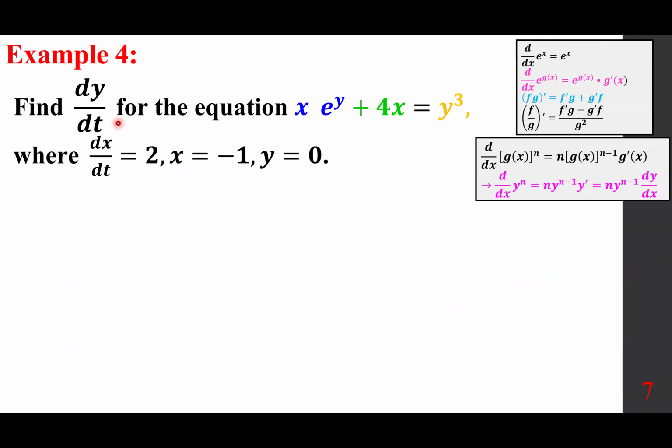Find dy dt for the equation x e to the power of y plus 4x equals y cubed. Dx dt is 2, x equals negative 1, y equals 0. The moment you see dy dt, you should recognize the independent variable is t, which means the derivative of x is no longer 1, but rather dx dt. So let's differentiate, and we recognize this one as x times e to the power of y. We put a raised dot, and we are going to go with the product rule.